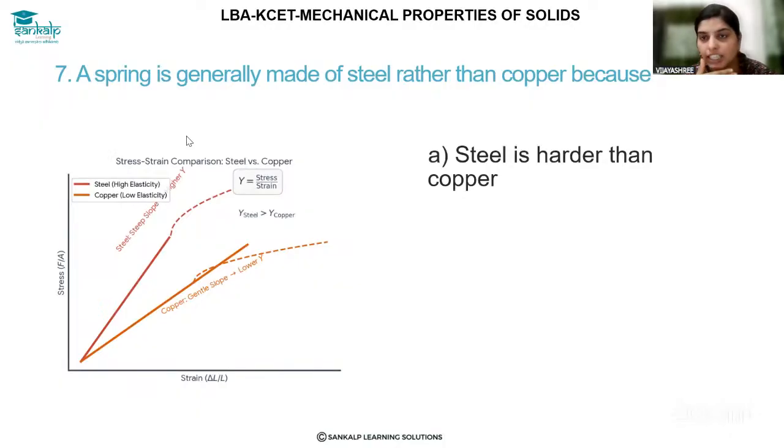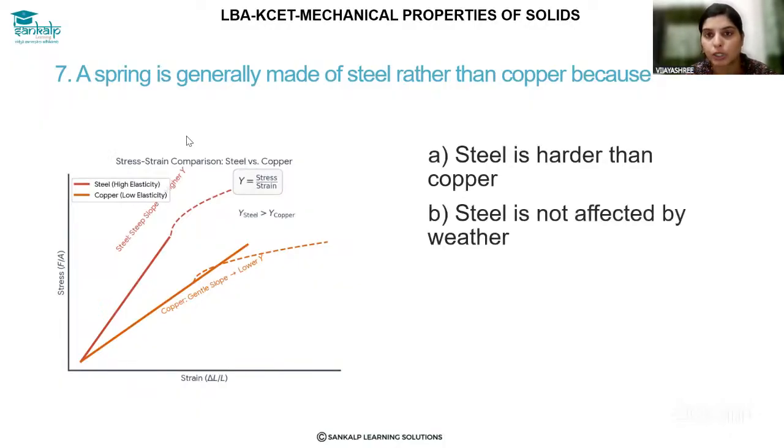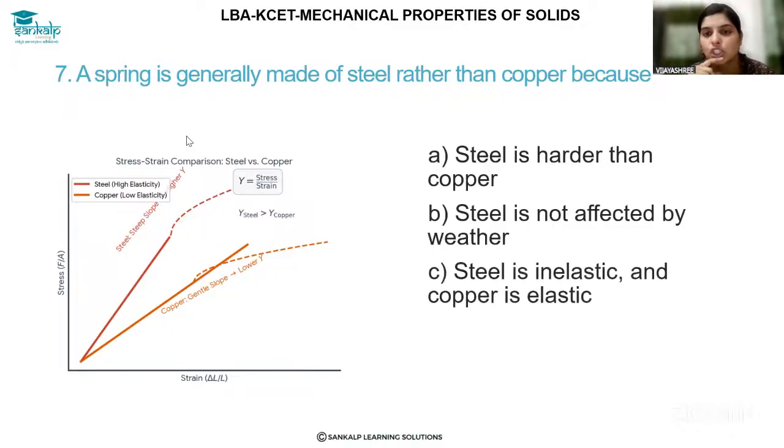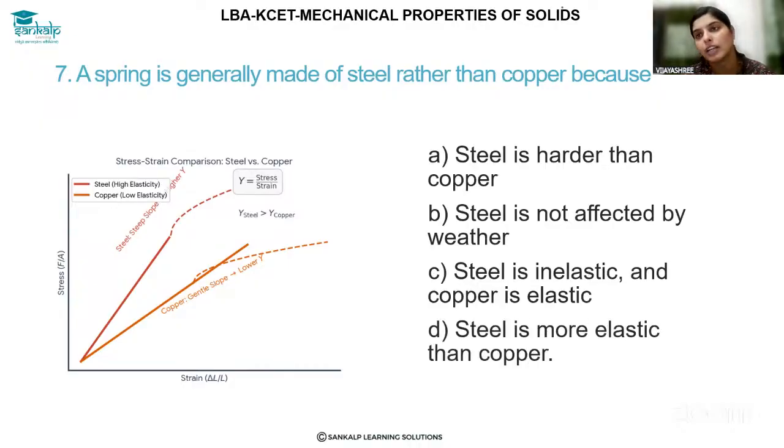Option A, steel is harder than copper. Option B, steel is not affected by weather. Option C, steel is inelastic and copper is elastic. Option D, steel is more elastic than copper. So which one is the right answer, we have to identify. Spring. So what are the characteristics of a good spring?